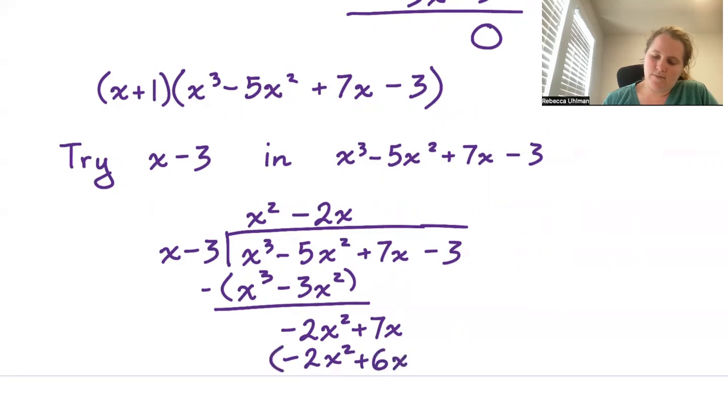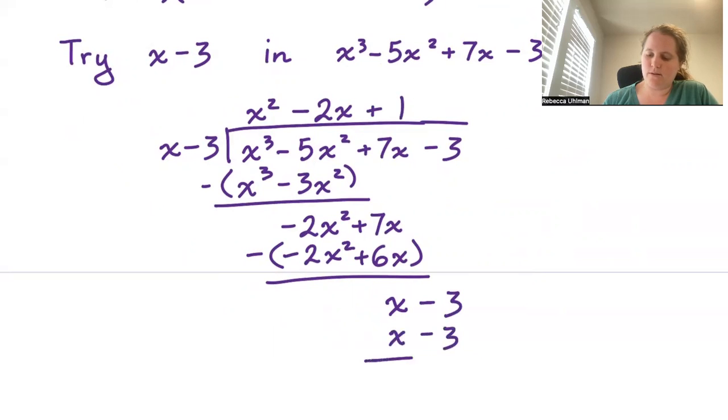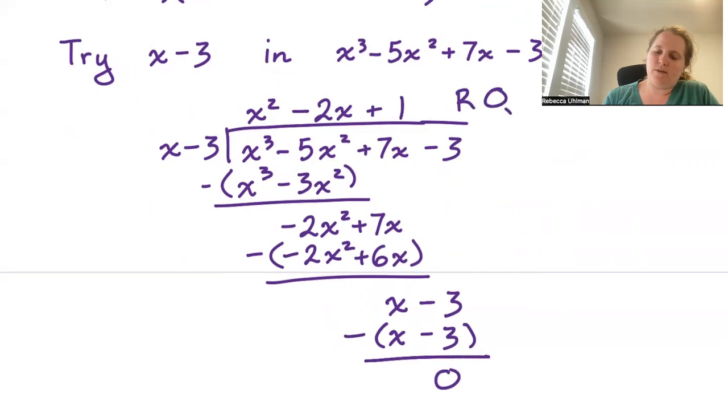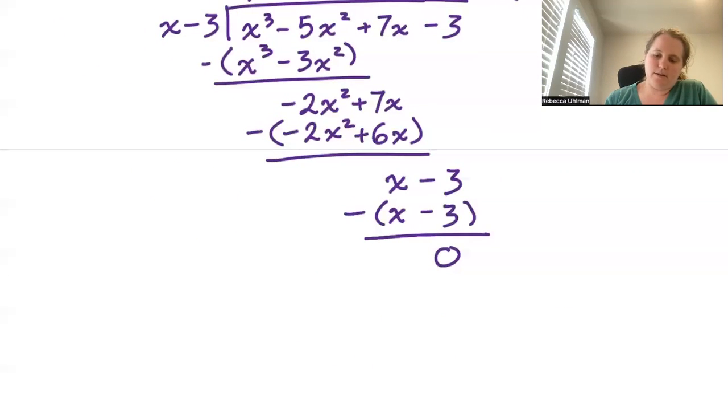If we do our subtraction, we wind up with x. Pull down the minus 3. In this case, it just worked out that I did pick the one that works. And so we're set. So we now have x minus 3.